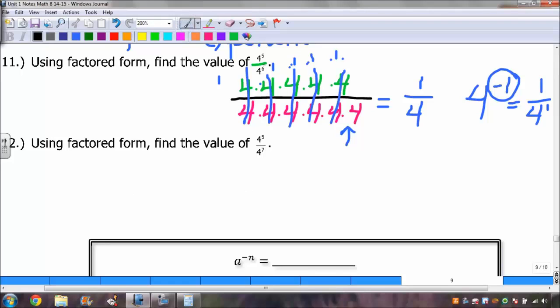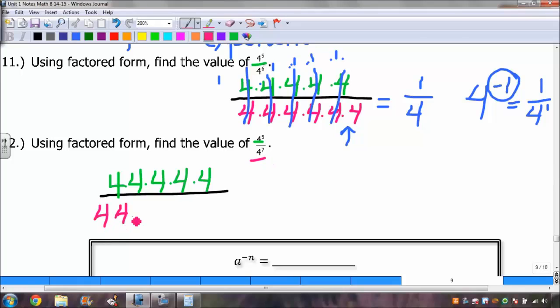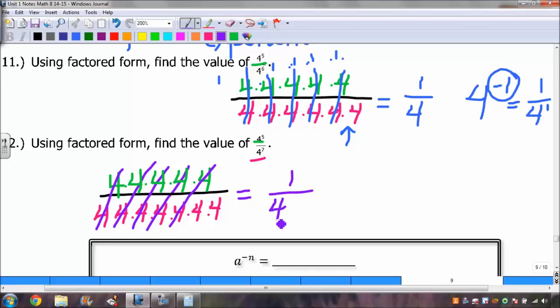So how many 4's am I going to write on top? Hopefully you said that we should write 5 4's on top. 1, 2, 3, 4, 5. And hopefully you understand that you will write 7 4's on the bottom. And these 4's cancel to give you 1. So you end up with 1 on top. And then you've got 4 times 4 on the bottom. But hopefully you understand that 4 times 4 is 4 to the 2nd power, right?